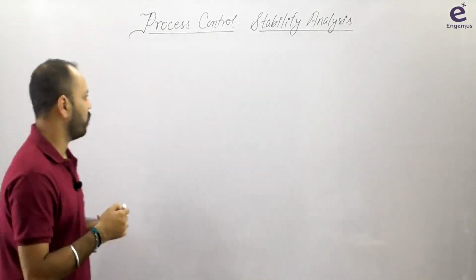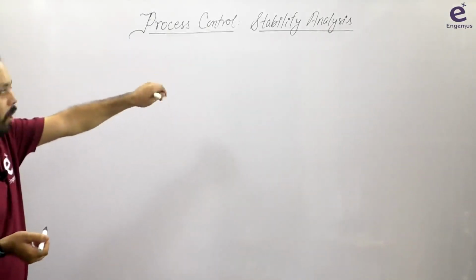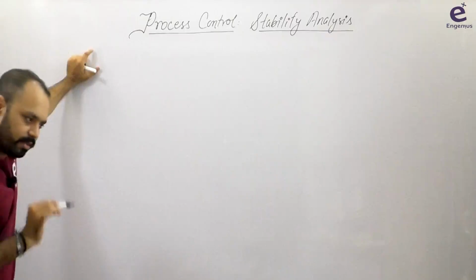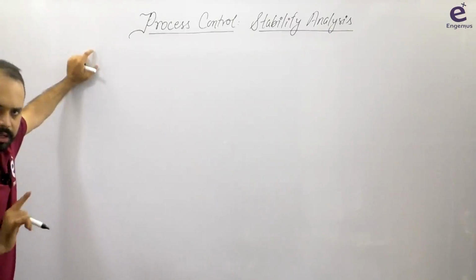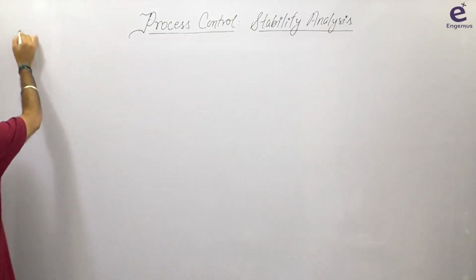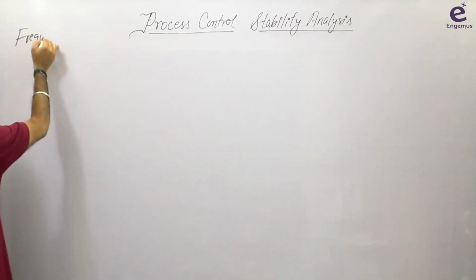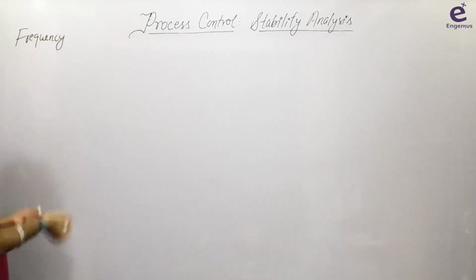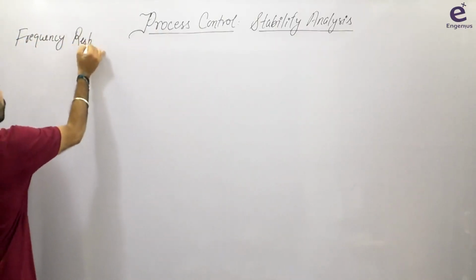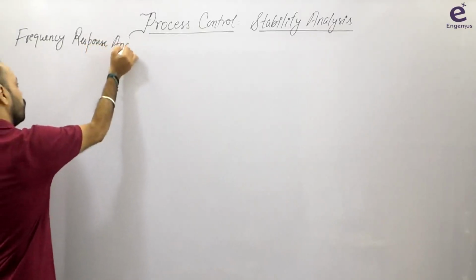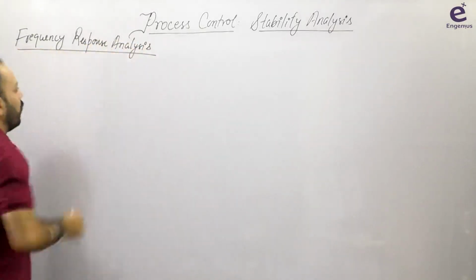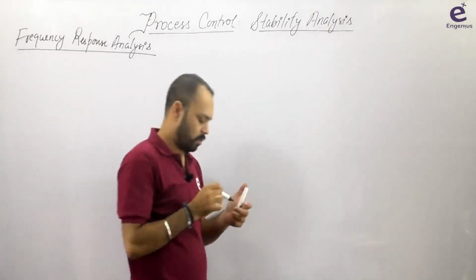So we have another chapter in stability analysis only. In stability analysis, we first discussed what is stability. Then we discussed the Routh test, one method of stability, but it has some limitation. Now another chapter is frequency response analysis. You can call it a topic or a chapter, doesn't matter. That is another chapter, frequency response analysis.